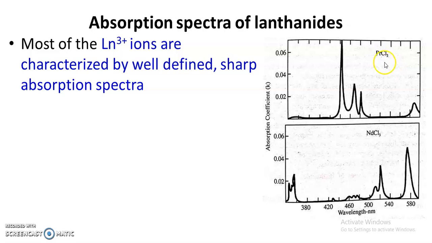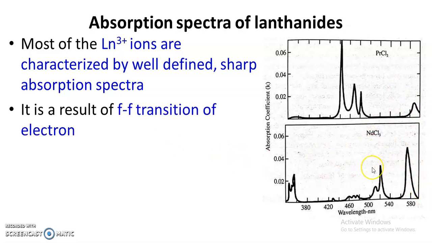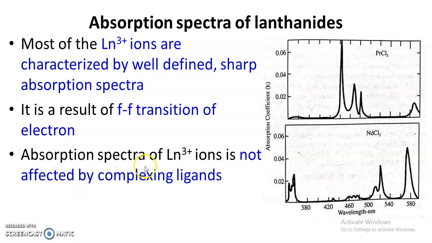For example, this is the absorption spectra of praseodymium chloride. There are sharp peaks. Even neodymium chloride, this is the absorption spectra of neodymium chloride, has sharp peaks. Now this absorption spectra results due to f-f transition of electrons, that is the transition of an electron from one f orbital to another f orbital. Some energy is associated with these transitions, and because of absorption of part of the electromagnetic radiation, there is an absorption spectrum. So the absorption spectra of lanthanide ions is not affected by the complexing ligands. It is independent of which ligand is attached to a particular ion.